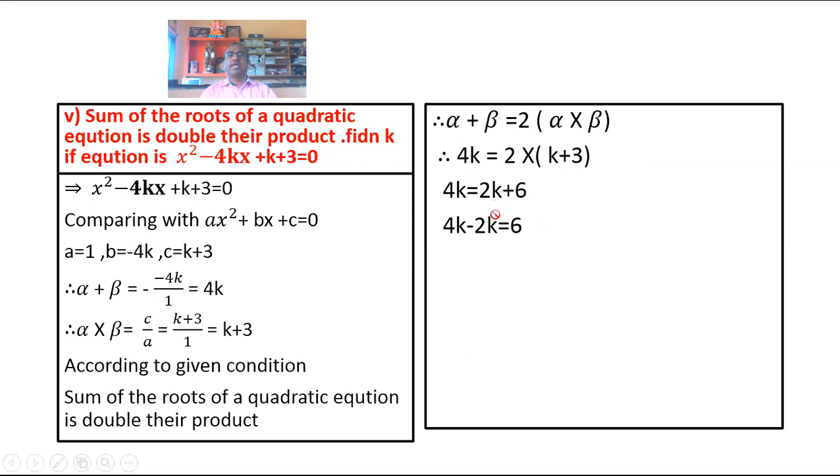This 2k goes on LHS side, then you get 4k minus 2k is equal to 6. Their difference is 2k is equal to 6. 2 goes on RHS side, then you get divide. k is equal to 6 upon 2. 2 3s are 6. Therefore, k is equal to 3. Write down.